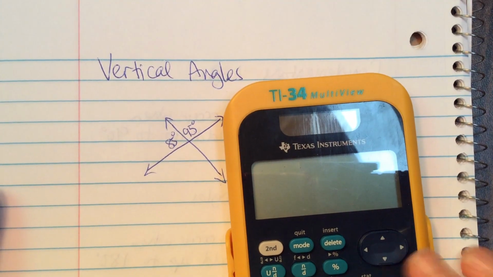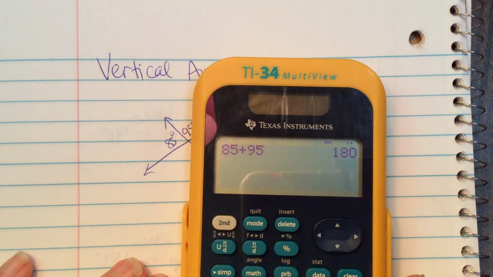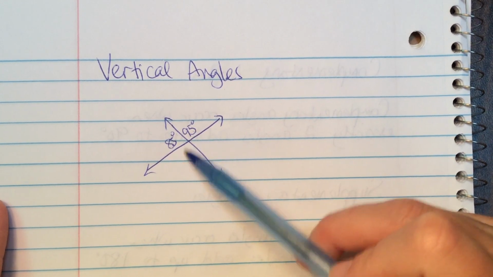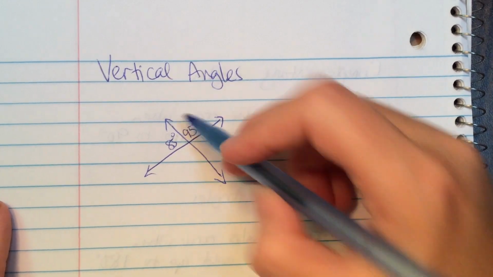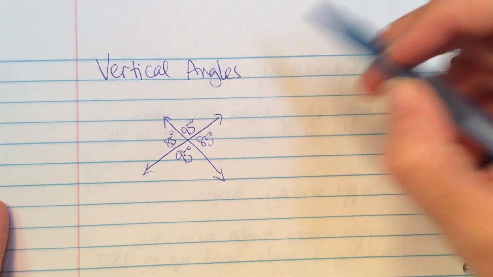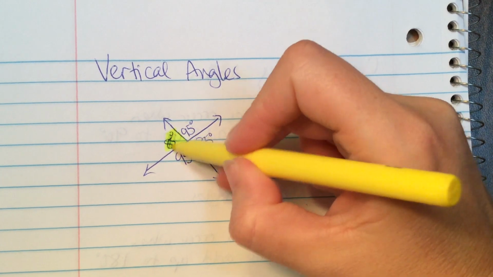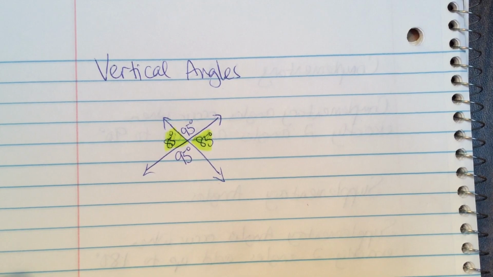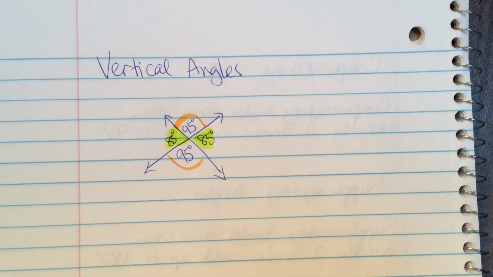And 85 plus 95 is 180. Well, what happens is that they also create mirror images of each other. If this is 95, this is also 95. And if this is 85, this is also 85. So you can see these two are alike, and that these two are alike. And that always happens.